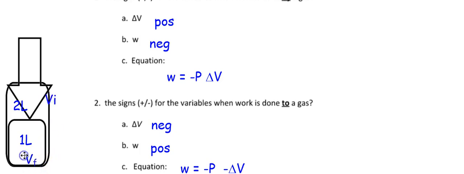And so what just happened? Final minus initial. That's a negative number, isn't it? So 1 minus 2 is a negative number. So delta V is negative, W is positive, and again, your work is positive. Why? Because it's negative P times negative delta V, and a negative and a negative make a positive.